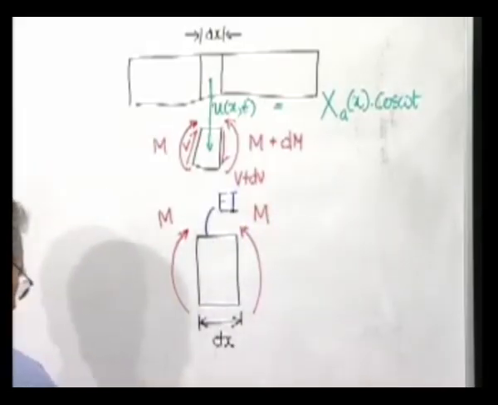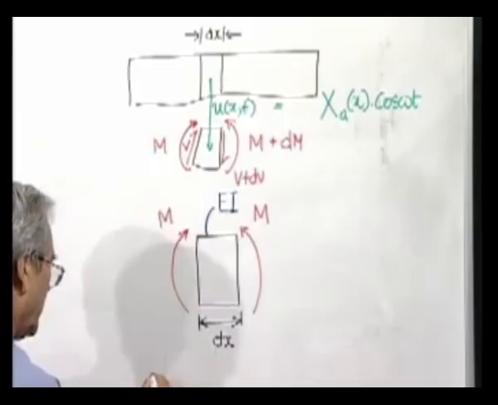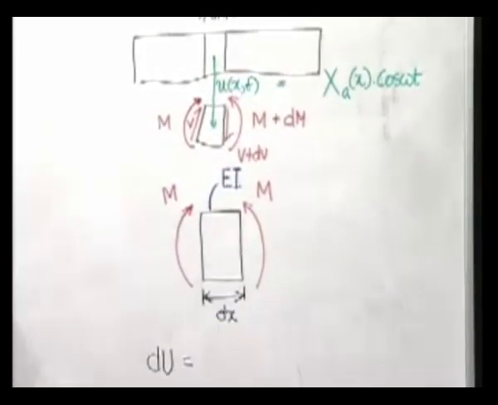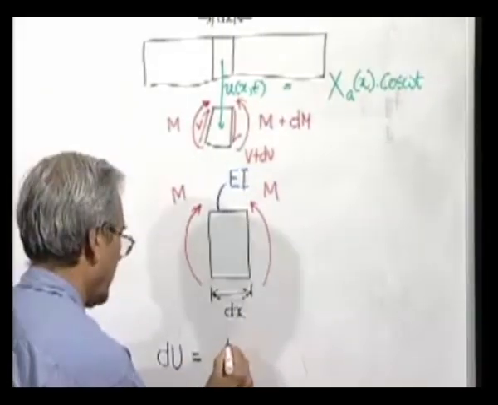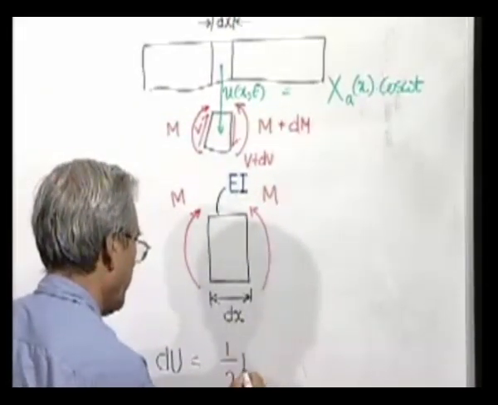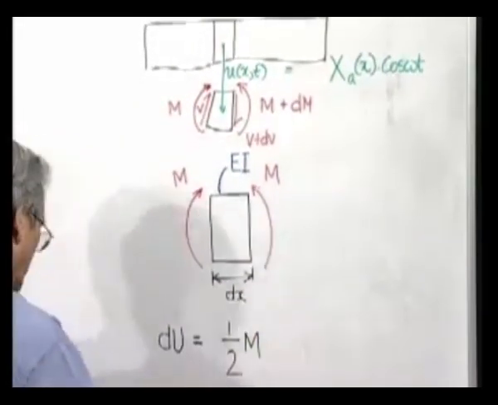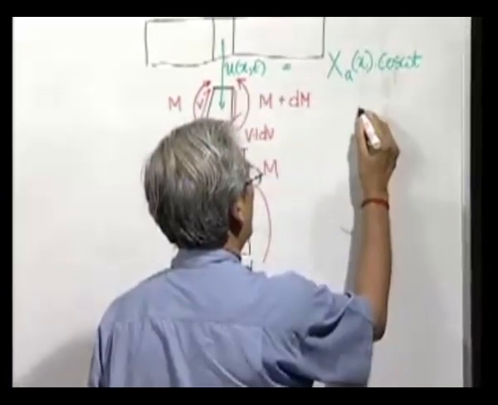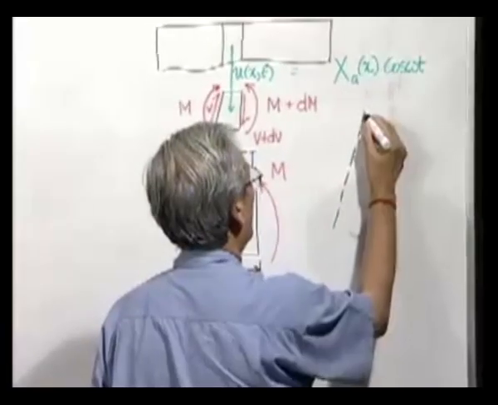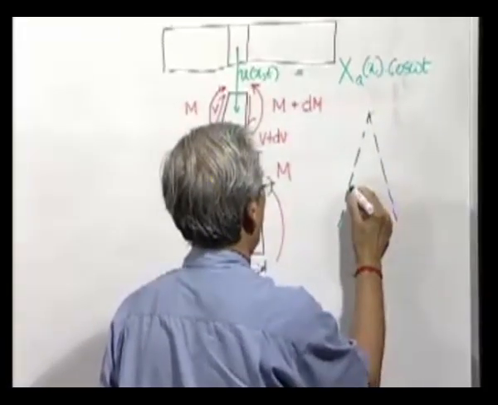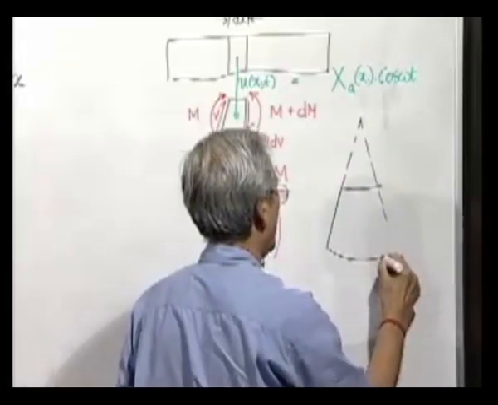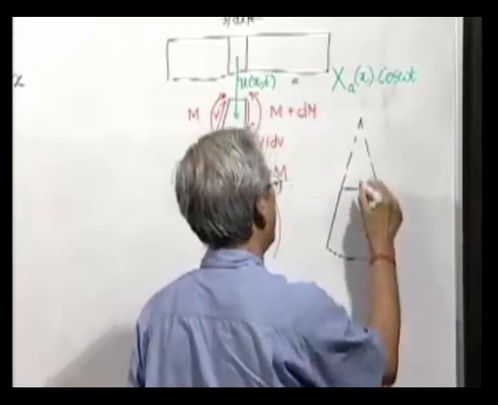We know that in such case the energy in this member will be half M into, now the whole thing we know is going to be in the form of bending.